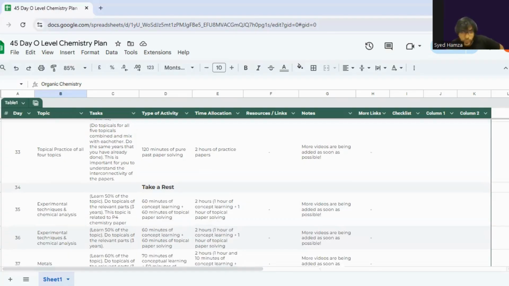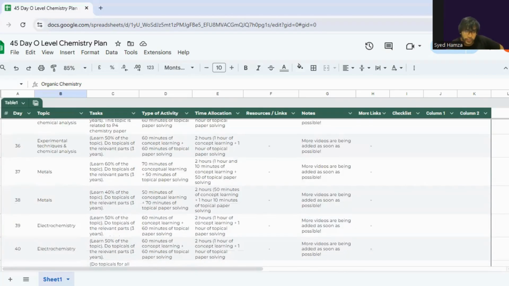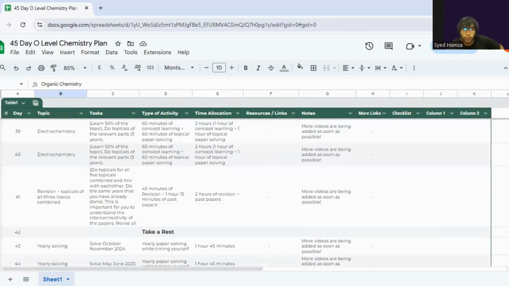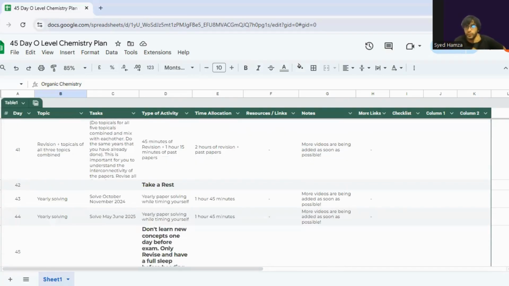Okay. So now then you have day 35, you have experimental techniques and chemical analysis. You're going to do it for 2 days, right? And then you have 37, 38, which is metals. Okay. And then you have electrochemistry for 39 and 40, and then you have 41 revision of all of these topics, and then you can take a rest. As I said, you'll have one more rest. And then the last 2 days, you need to solve some ALEs as well.